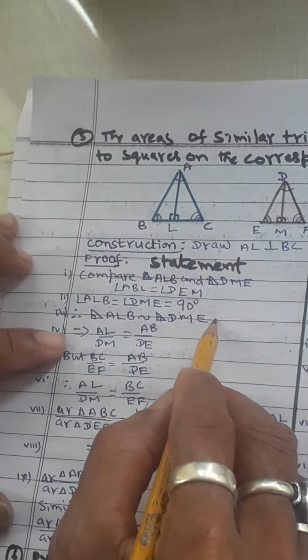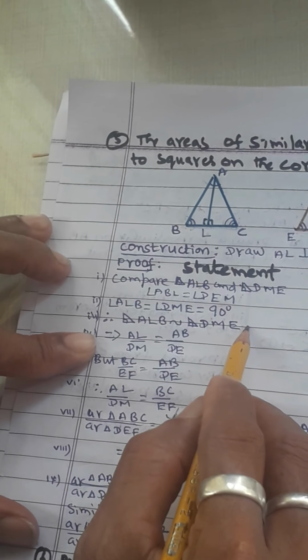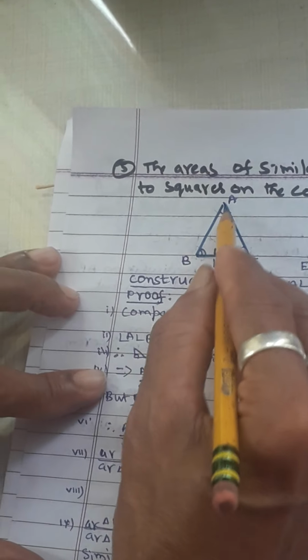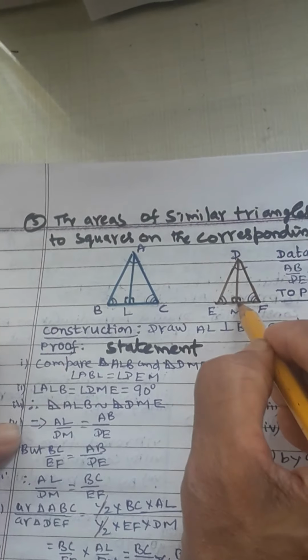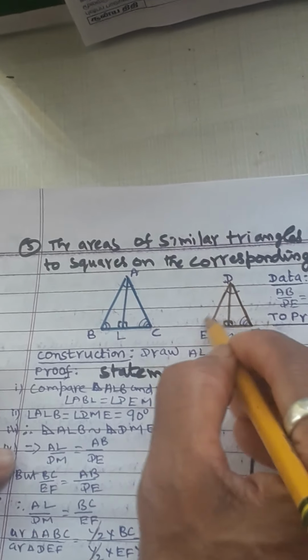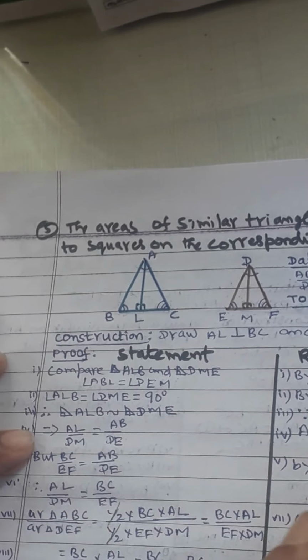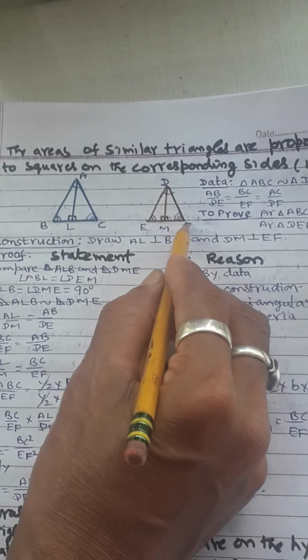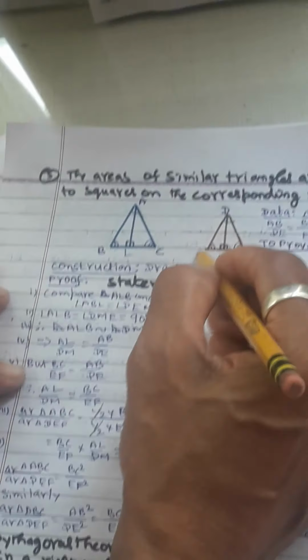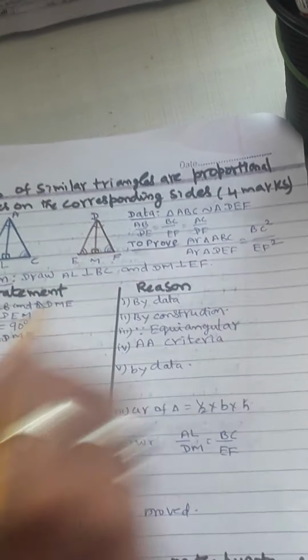Equiangular means similar triangles. Once triangles are similar, we know that corresponding sides are proportional. So which corresponding sides am I taking? AL, whose corresponding side here is DM only. So AL divided by DM is equal to AB divided by DE. I have written that, by the angle criteria for equiangular. Then by data itself, it is given that BC divided by EF is equal to AB divided by DE. That is already written in the data.